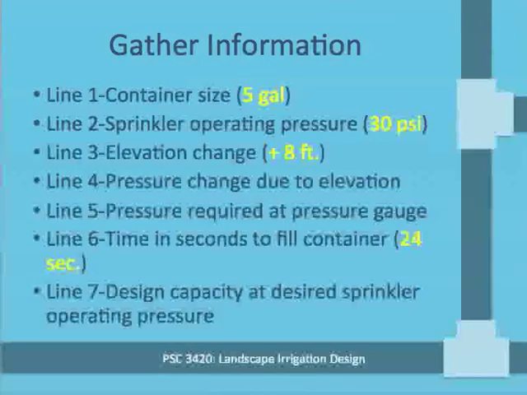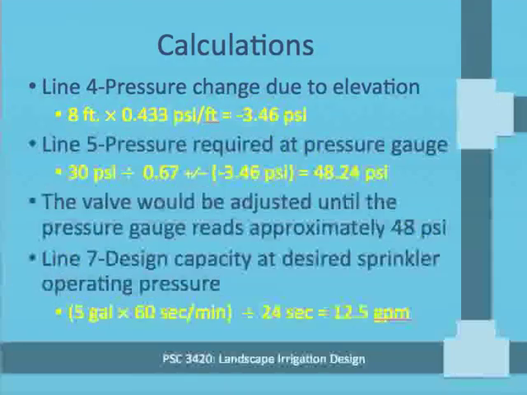So line 1 asks for the container size, line 2 the sprinkler operating pressure, which we already said we wanted to be 30 psi. We also had the elevation change information of 8 feet. We had pressure change due to elevation, or we will have it. We will also have pressure required on the gauge, and we know the time it took to fill the container, and we will also determine design capacity at the desired operating pressure. So some of this information was given to us in the example, but there are some calculations, of course.